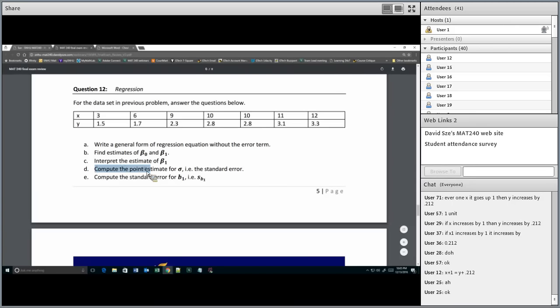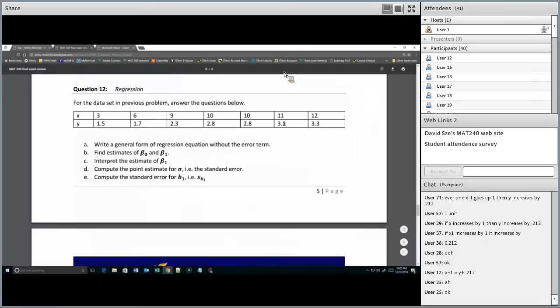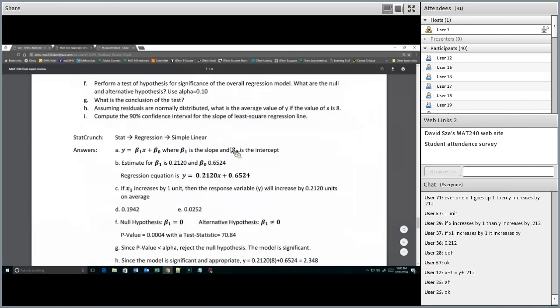Okay, now you have to compute the point estimate for sigma, the standard error. So point estimate for sigma, what is it? By the way, the answers are given here, okay? So I've written the estimates. And I've also written the interpretation. If x1 increases by 1 unit, then the response variable y increases by this. Okay, so everything is given there.